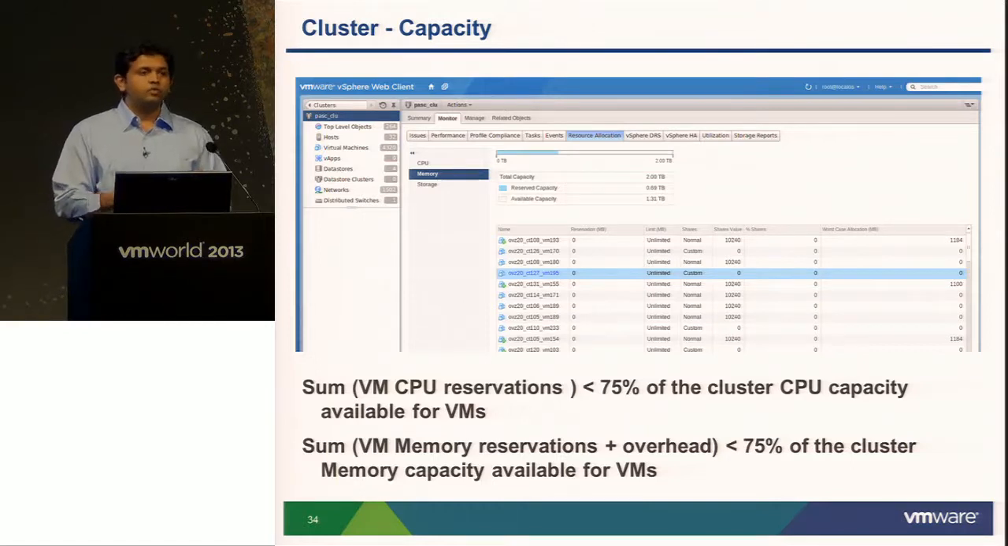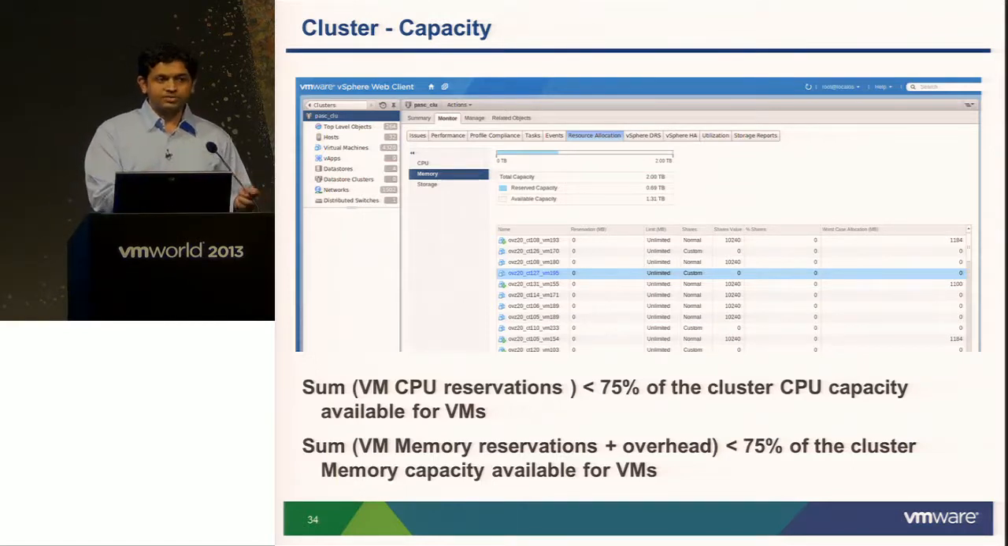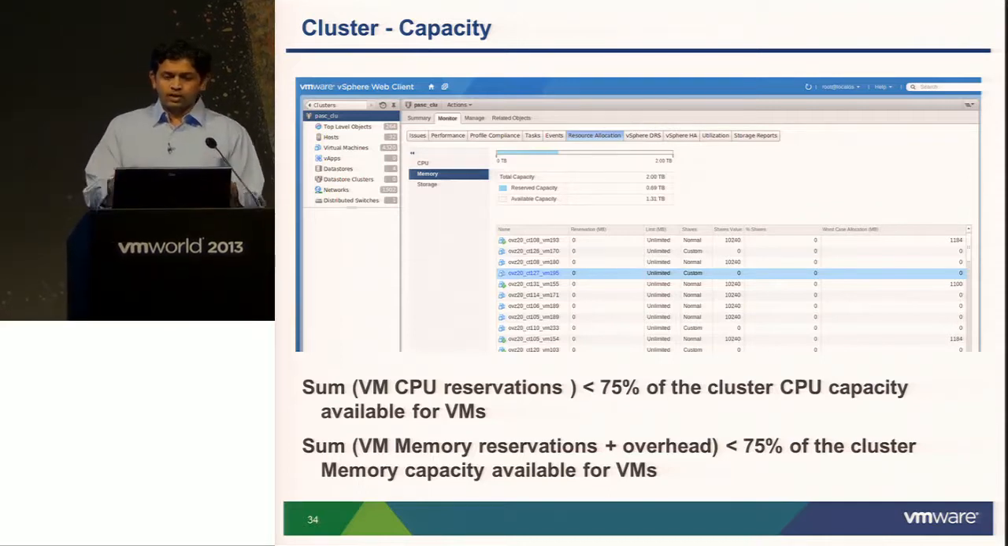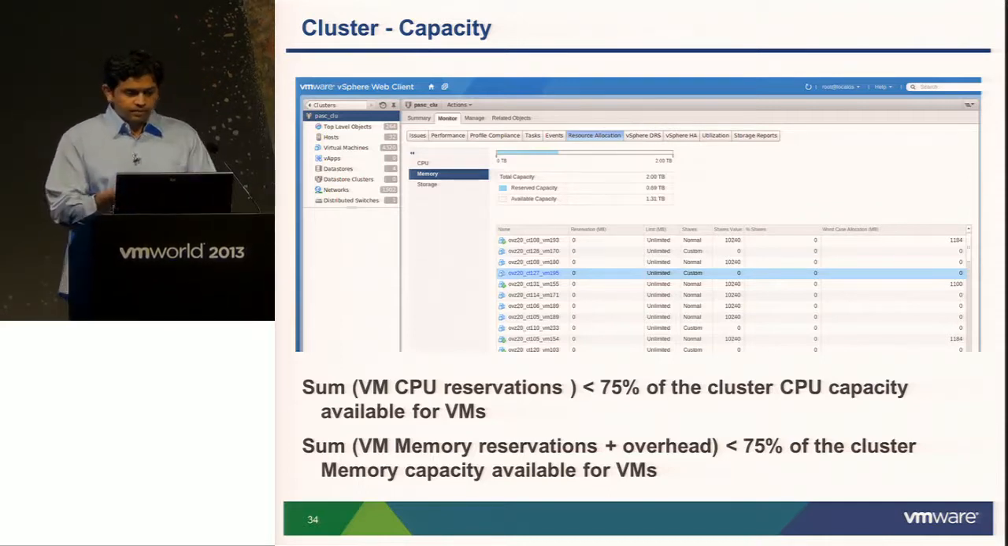It's recommended you don't reserve more than 75% of your cluster capacity in terms of reservation. So if you go to the resource allocation screen of the cluster, you can see how much of the capacity is reserved. So for memory, this number includes the reservation as well as the overhead of the VMs.